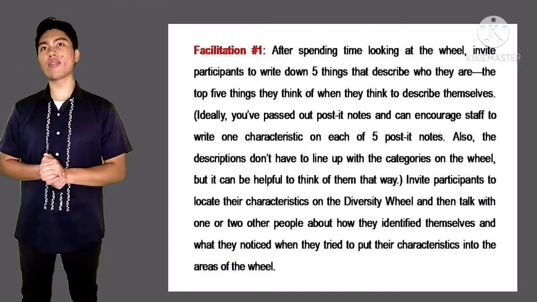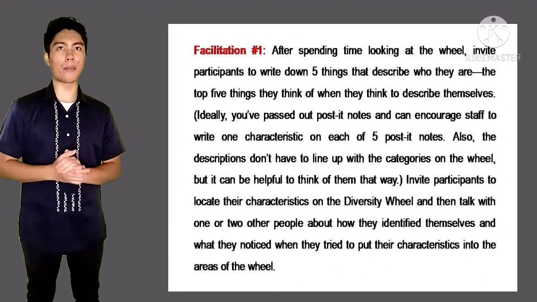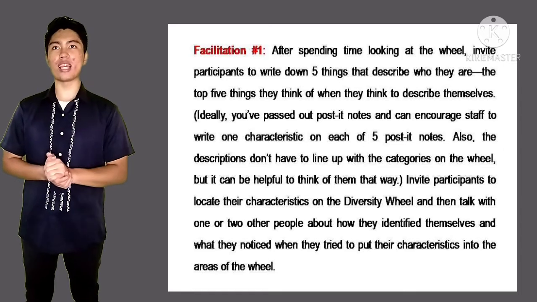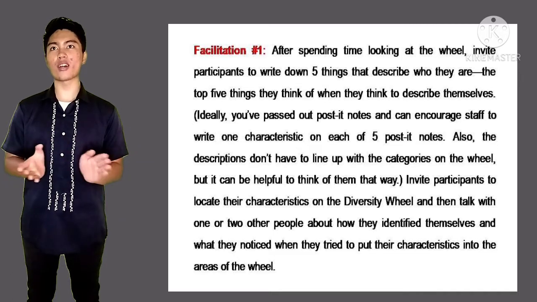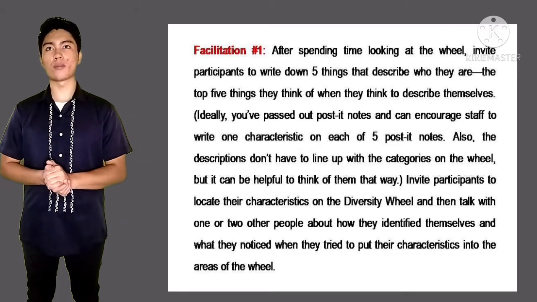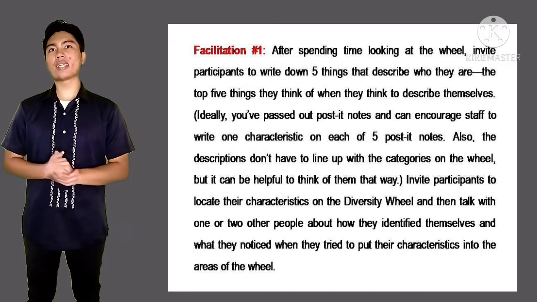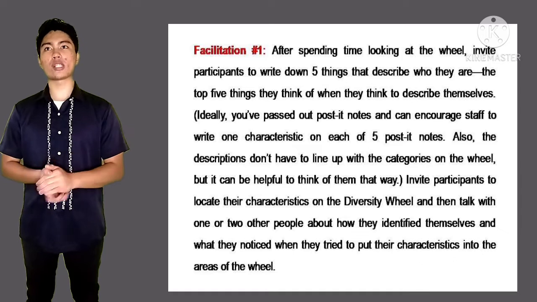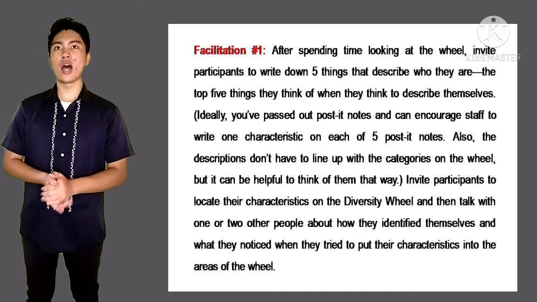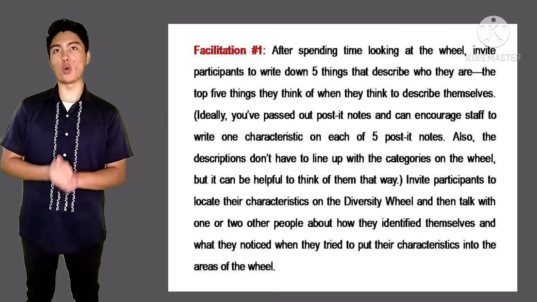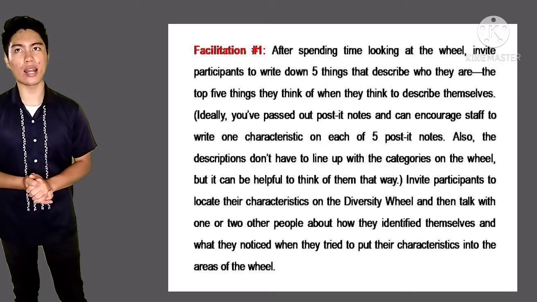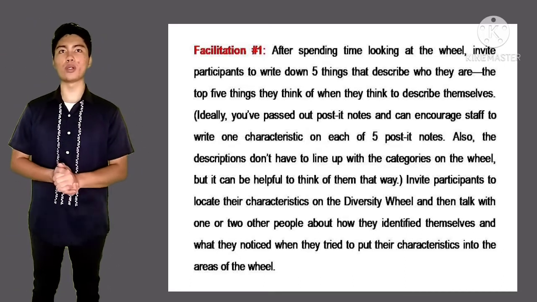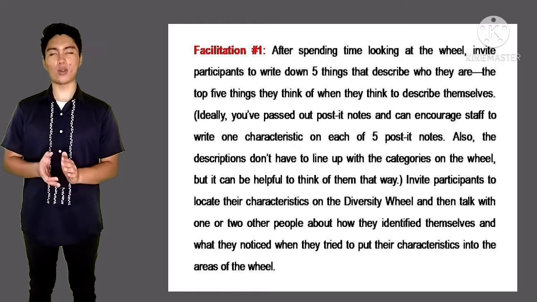Facilitation number one: after spending time looking at the wheel, invite the participants to write down 5 things that describe who they are, the top 5 things they think of when they think of describing themselves. Ideally, you have passed out post-it notes and can encourage staff to write 1 characteristic on each of 5 post-it notes. Also, the descriptions don't have to line up with the categories on the wheel, but it can be helpful to think of them that way.